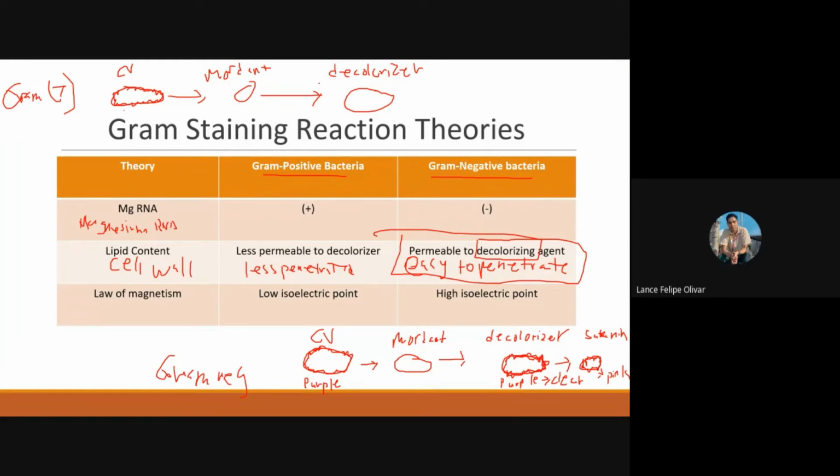Ang bacteria, sir, ma-stay siya sa purple kasi it is gram-positive. It will less penetrate the bacteria by the decolorizer. Very good. So it would retain the crystal violet kasi hindi ma-penetrate, less penetrative sa cell wall.